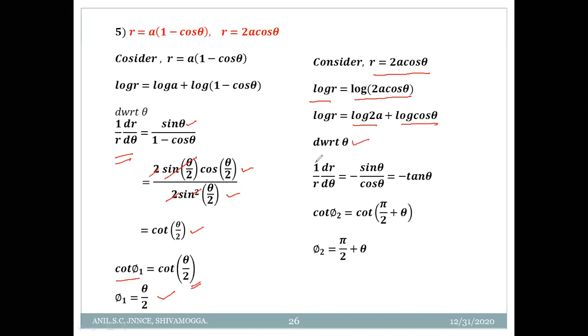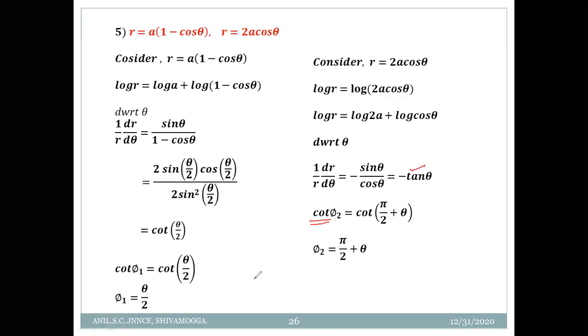Derivative of log R is 1 by r into dr by d theta. And this log 2a is a constant, its derivative must be 0. And derivative of log cos theta is 1 over cos theta, and that of cos theta is minus sin theta. That is minus sin theta divided by cos theta. That can be written as minus tan theta. Now 1 by r into dr by d theta is denoted by cot phi 2. And this function is to be expressed in terms of cot.